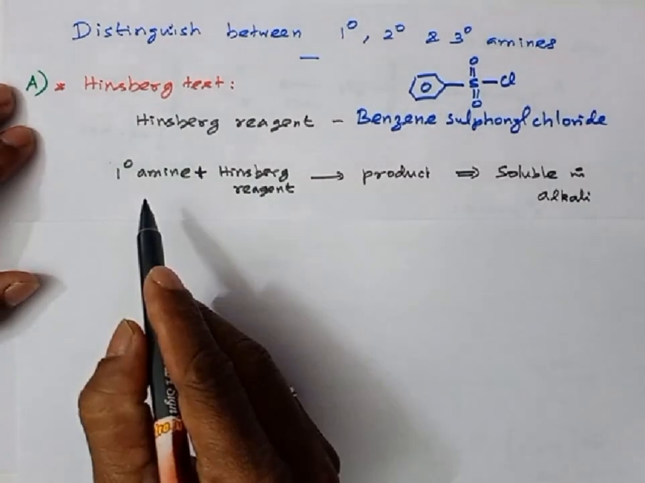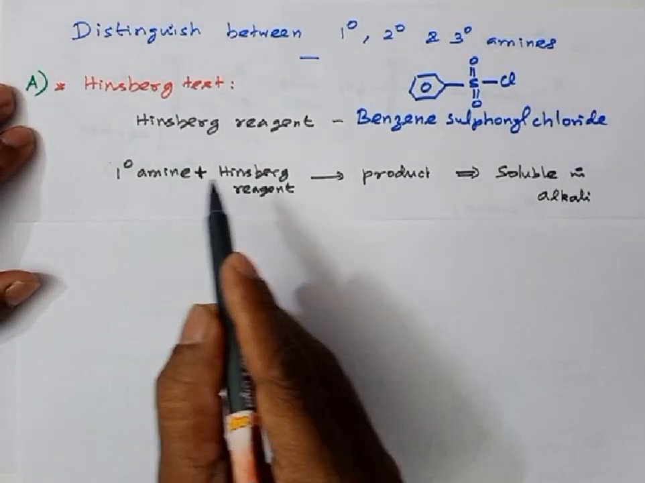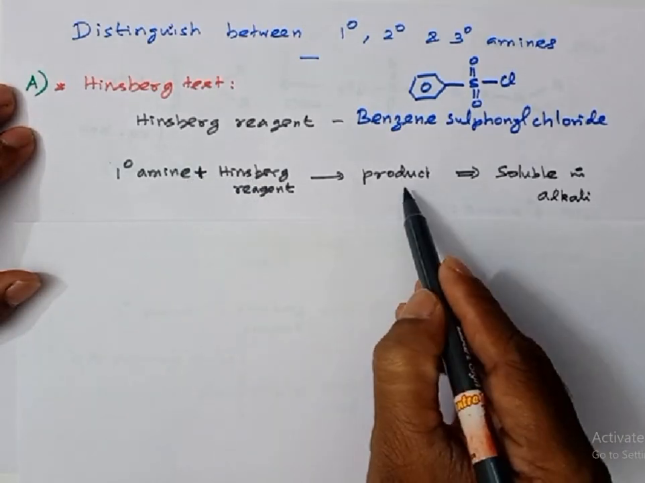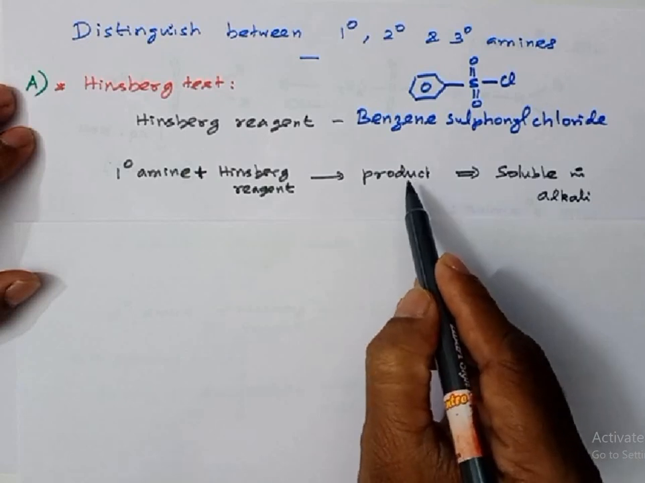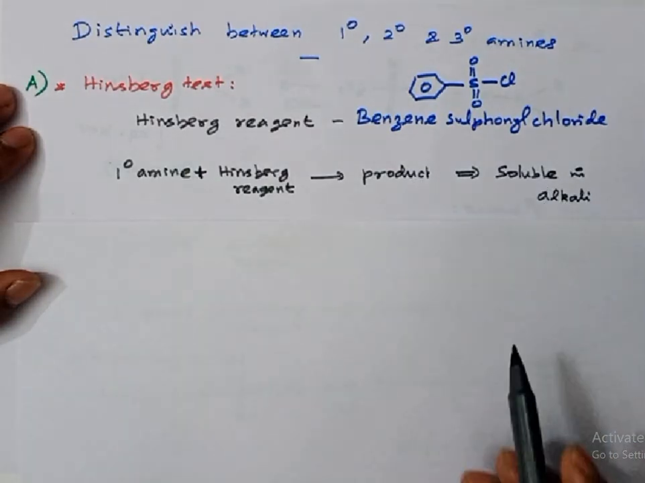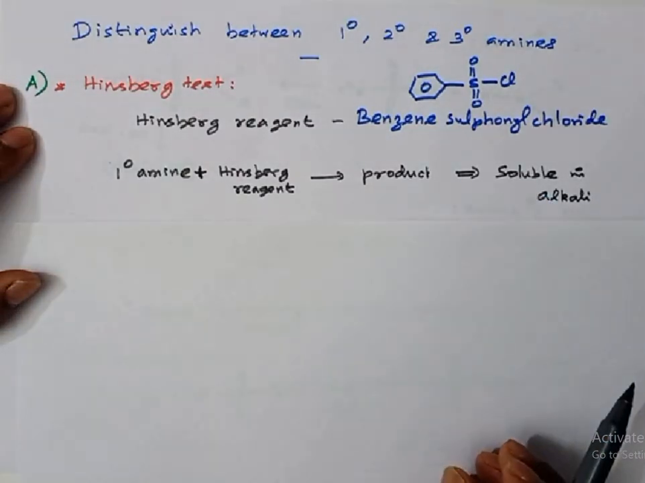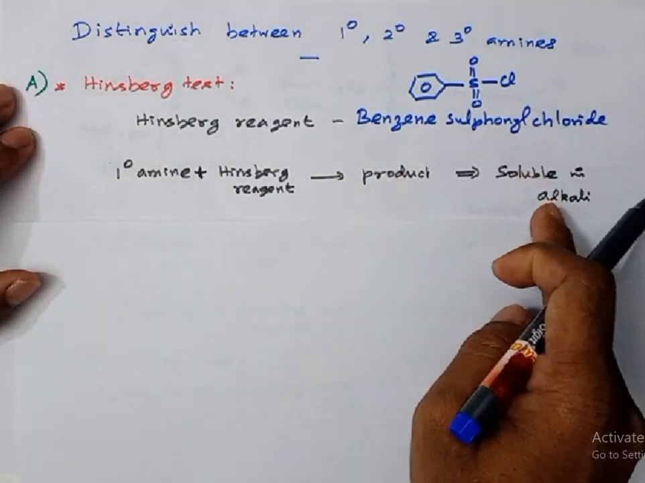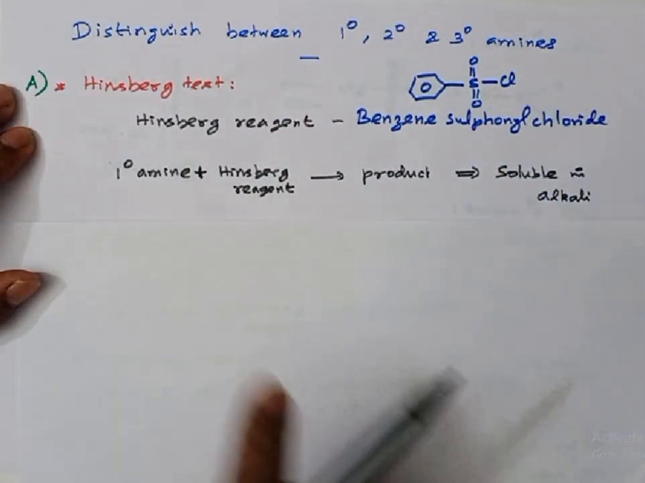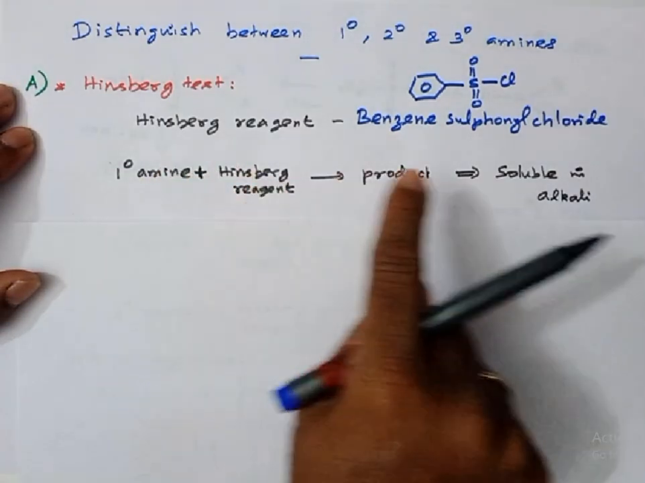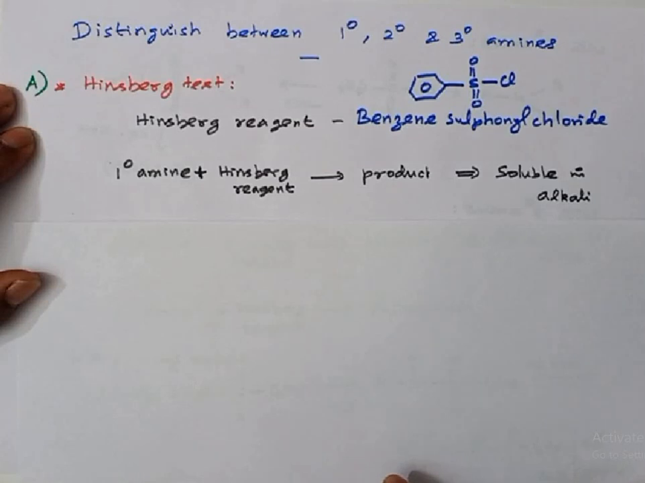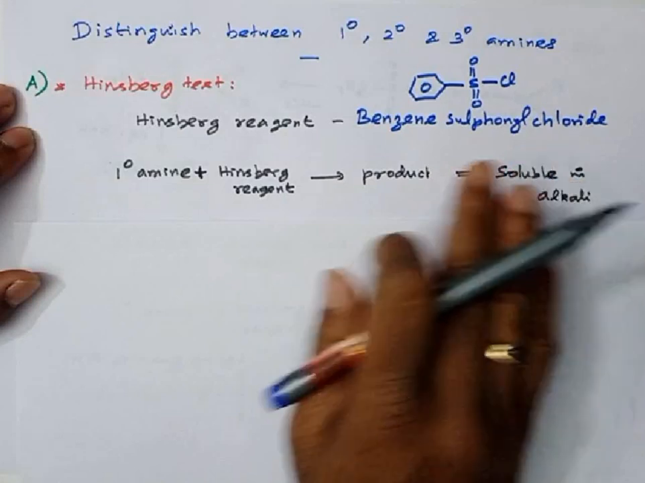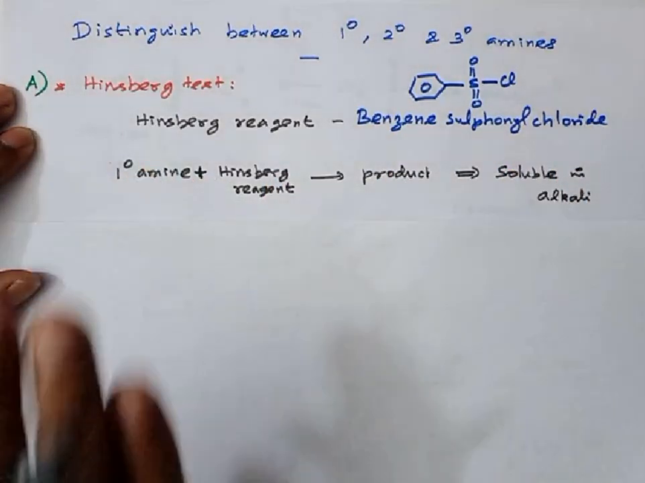Very simple. You take primary amine, add Hinsberg reagent. Some chemical reaction takes place, you will get some product. This product is soluble in alkali. If you take aqueous sodium hydroxide or aqueous potassium hydroxide, in that solution the product is soluble, so you will get a clear solution. This is the characteristic reaction with the primary amine.